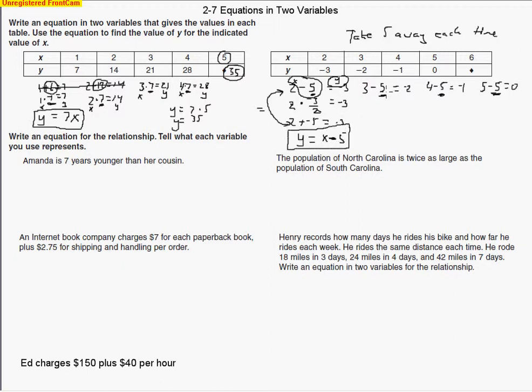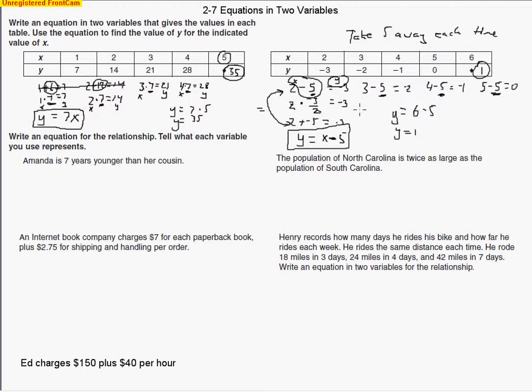Now what we want to do is find out what 6 would be if we put that in for x. So we're going to substitute 6 in place of x. So it's y equals 6 minus 5. Well, that would equal 1. So that is the missing number there.